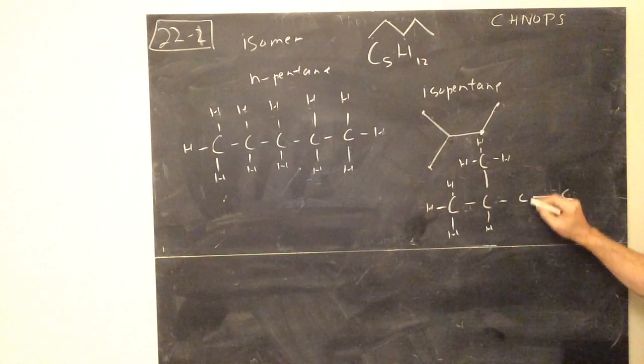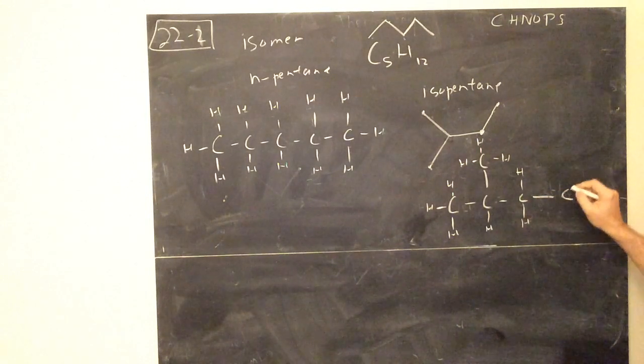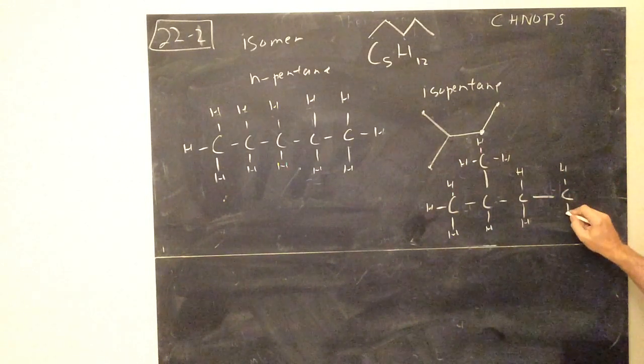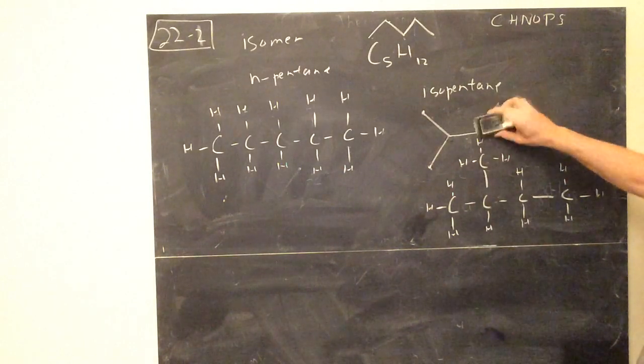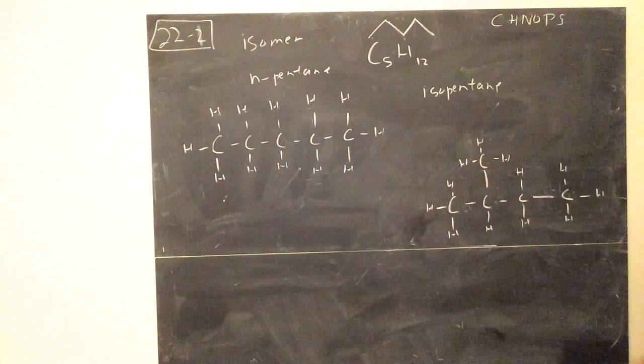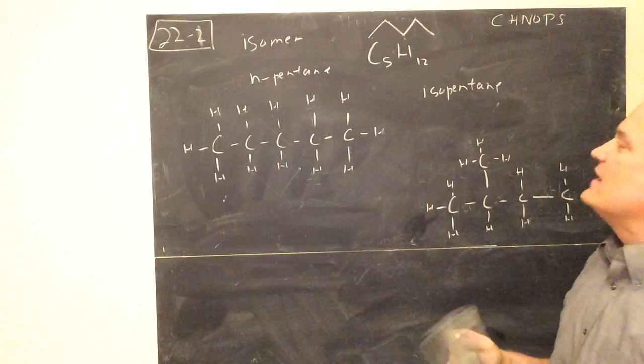So this will have 2 H's on it. I guess I'm going to kind of draw it small. And then this will have 3 H's. So that would be called isopentane. If you had to draw that for an assignment, isopentane would look like that. Now, it is an isomer.